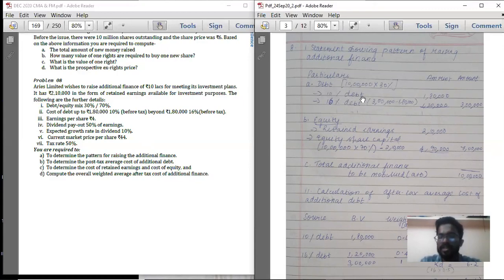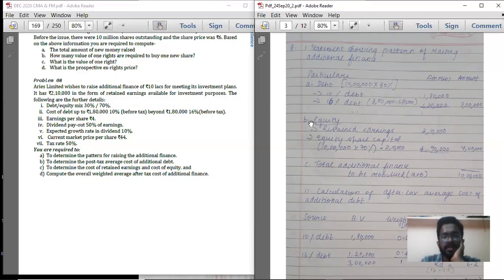First arrow mark 10% debt. In the inner amount column record 1,80,000. Below that, second arrow mark 16% debt. 16% debt, within bracket 3 lakh minus 1,80,000, that is 1,20,000. So in the inner amount column record 1,20,000. Anything beyond 1,80,000 is 16% debt. Now the inner amount column total, record in the outer amount column 3 lakhs.